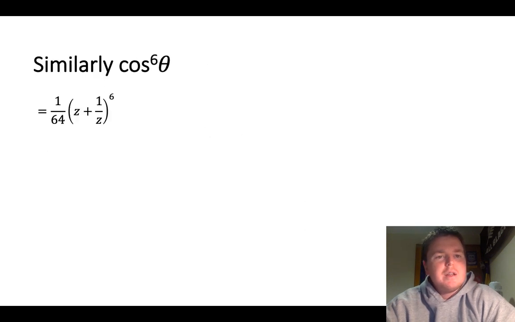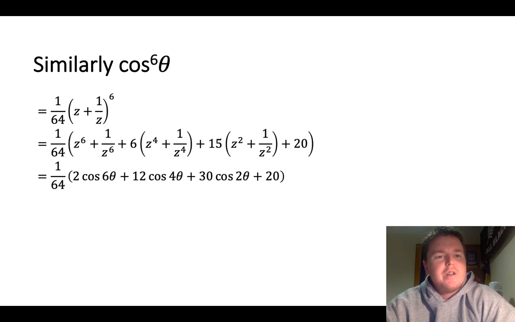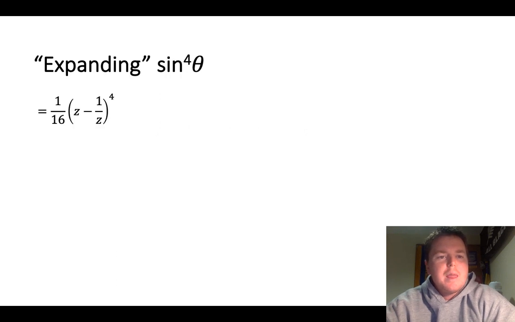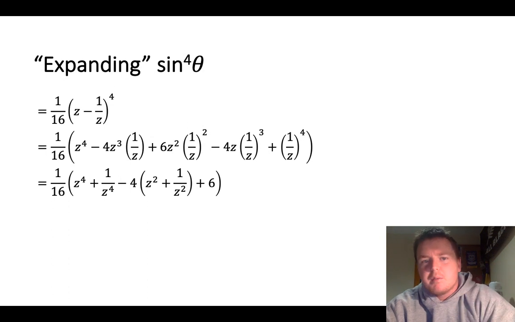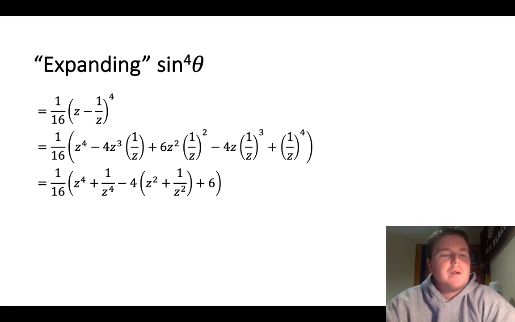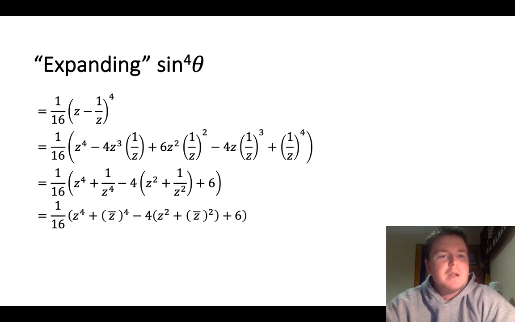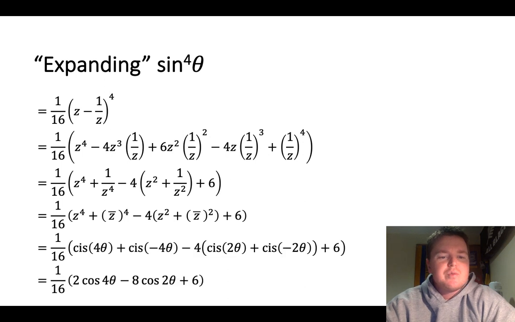Similarly, expanding cosine to the 6 theta. You don't have to do all the working because you're just looking at the coefficients basically. You get that. Sine to the 4 theta. There was a division by 2i for sine, but 2i to the power of 4 is just 16. So we get this. Be careful where the minuses and the pluses go. It's a little bit not where you necessarily expect them to be. So we get this result. That's a trig identity for sine to the 4 theta. Proved all by complex numbers, which is cool.